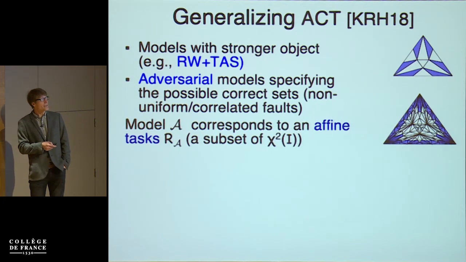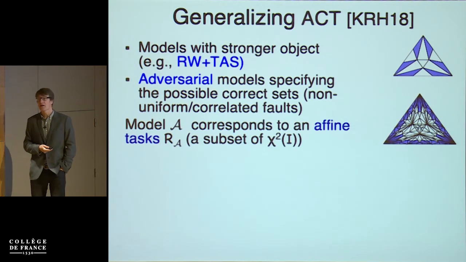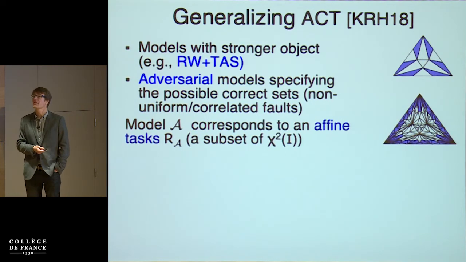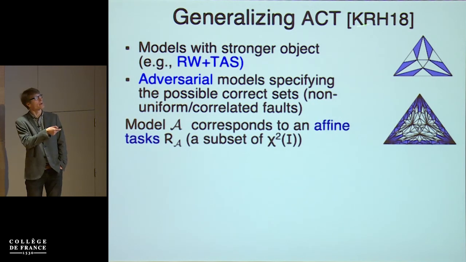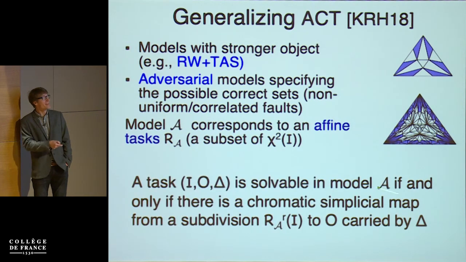Okay, and it turns out that for these cases we can actually define a pretty elegant topological combinatorial representation, which allows us to characterize the computability of this system. This is a more or less recent result by Vito, Hey, and myself. So this is a little bit of advertisement. This is the generalized asynchronous computability theorem, which says that a task is solvable in a model A if and only if there is a chromatic simplicial map from a subdivision of this kind.